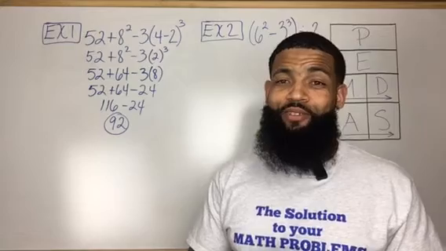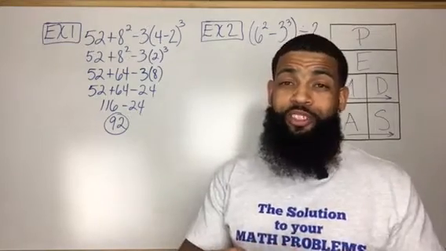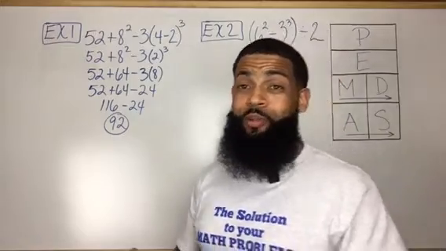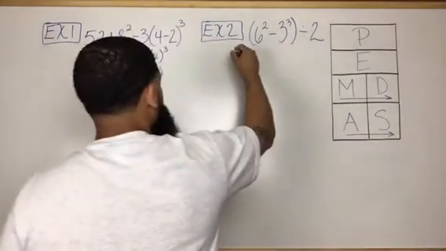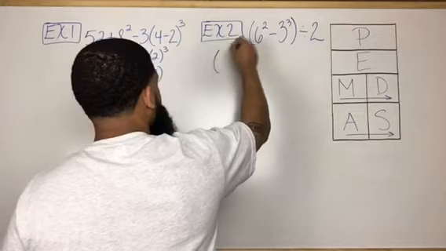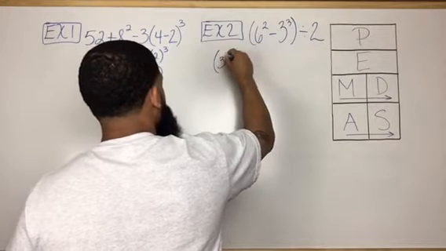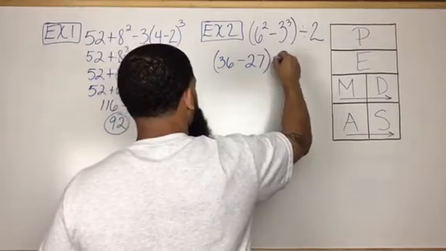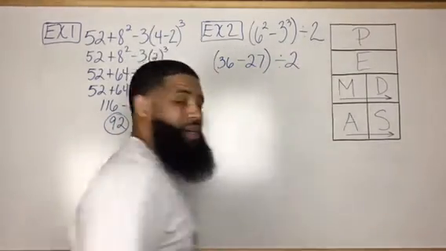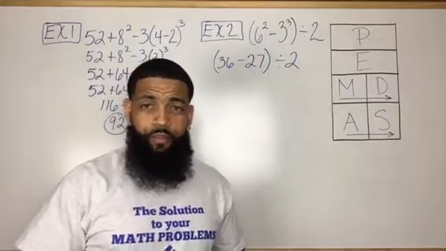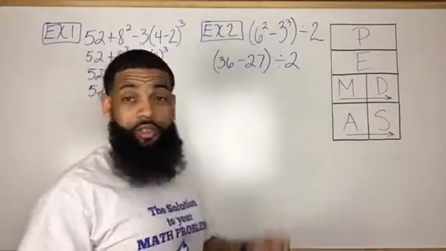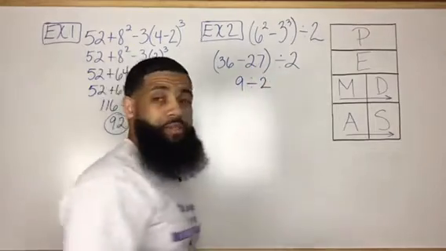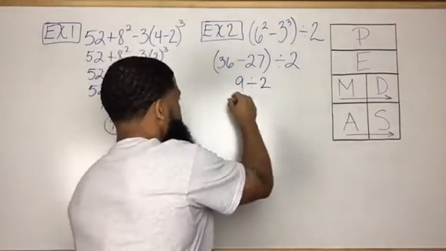So when you're working inside the parentheses, you have to work out order of operations inside the parentheses as well. So I'm going to do the exponents in here first. So this is 6 to the second power, which is 36, minus 3 to the third power is 27, and still divided by 2. Okay, now 36 minus 27 is 9.